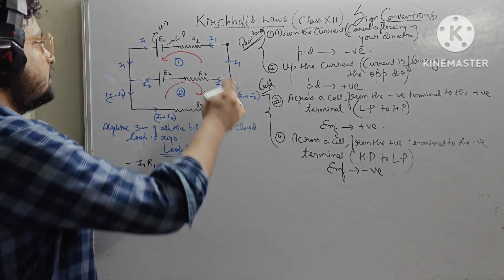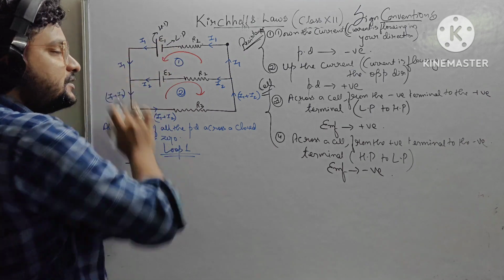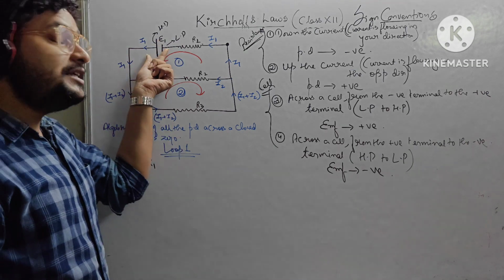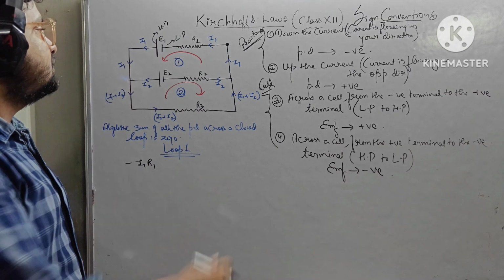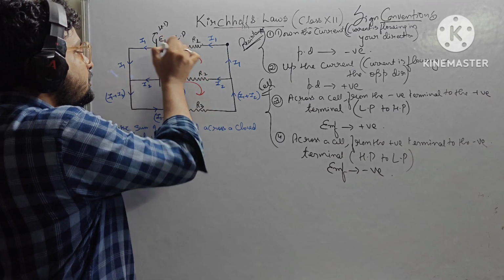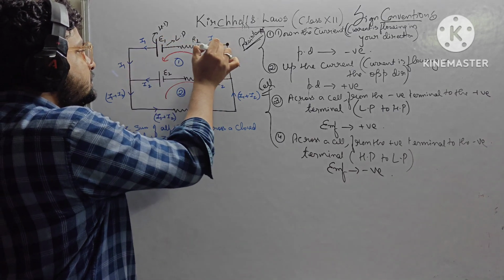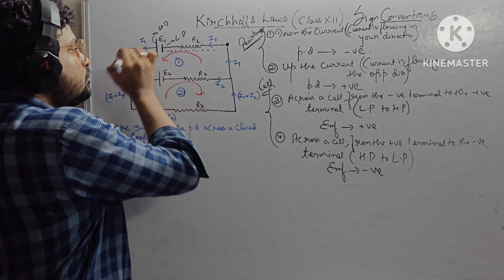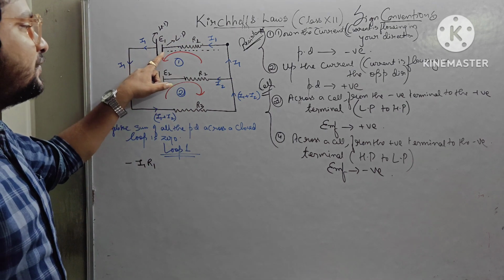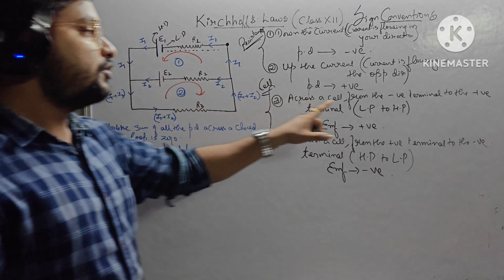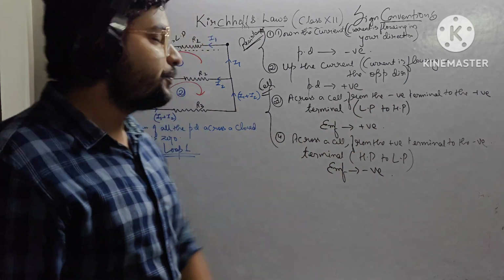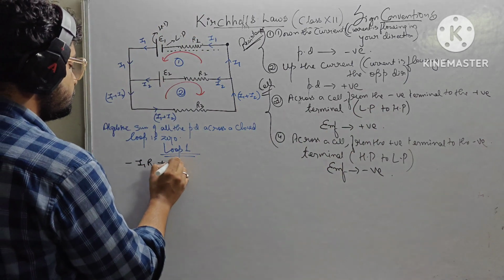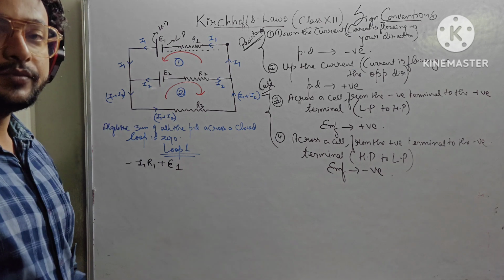Fine. Now the next potential difference that we are going to face is this one, E1. E1 is the EMF of the cell. We are crossing the negative terminal first, then the positive terminal, because I am going in this direction. So from negative to positive we are going. So EMF we will take with plus. So plus E1.